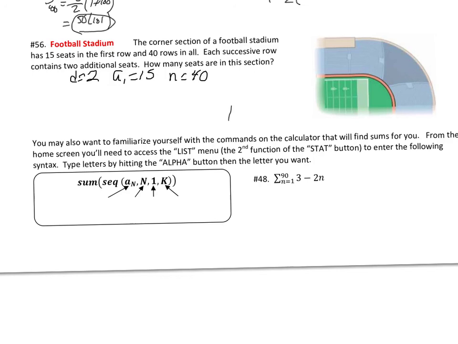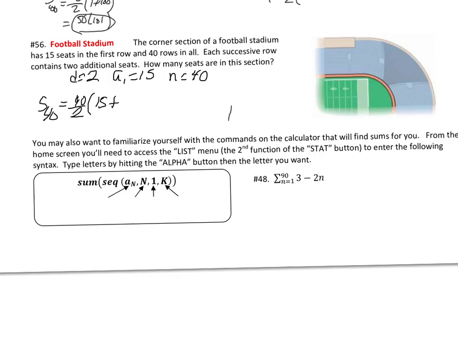Now if we want the total number of seats, we want the sum. If it asked how many seats are in the 15th row, then we'd want the nth term formula. But since we want just the total number of seats in the section, now we do the sum. So we get the sum of the first 40 rows is 40 over 2 times the first term, which is 15, plus the last term. Ooh, we've got to figure out how many seats are in that last row. So what formula are we going to use for that? The nth term formula, right?